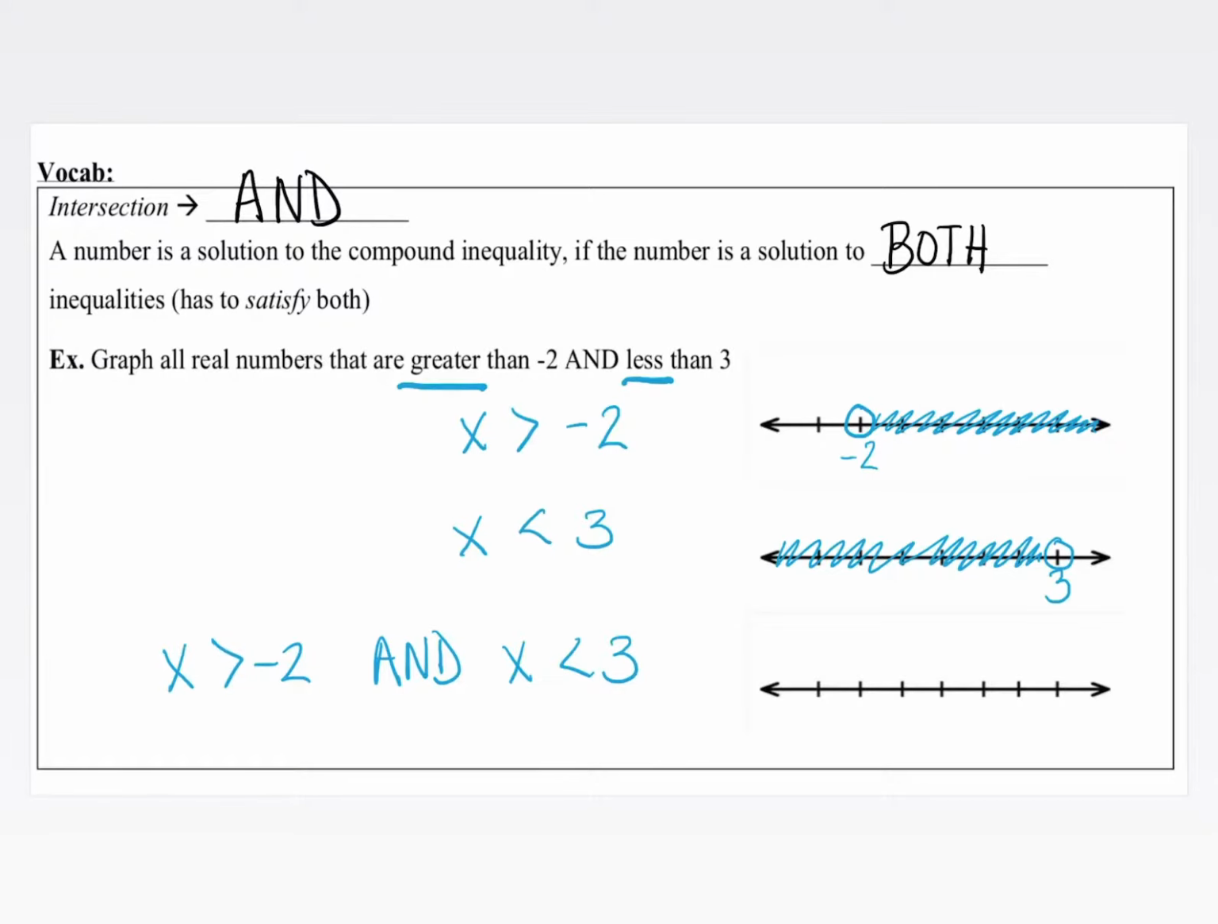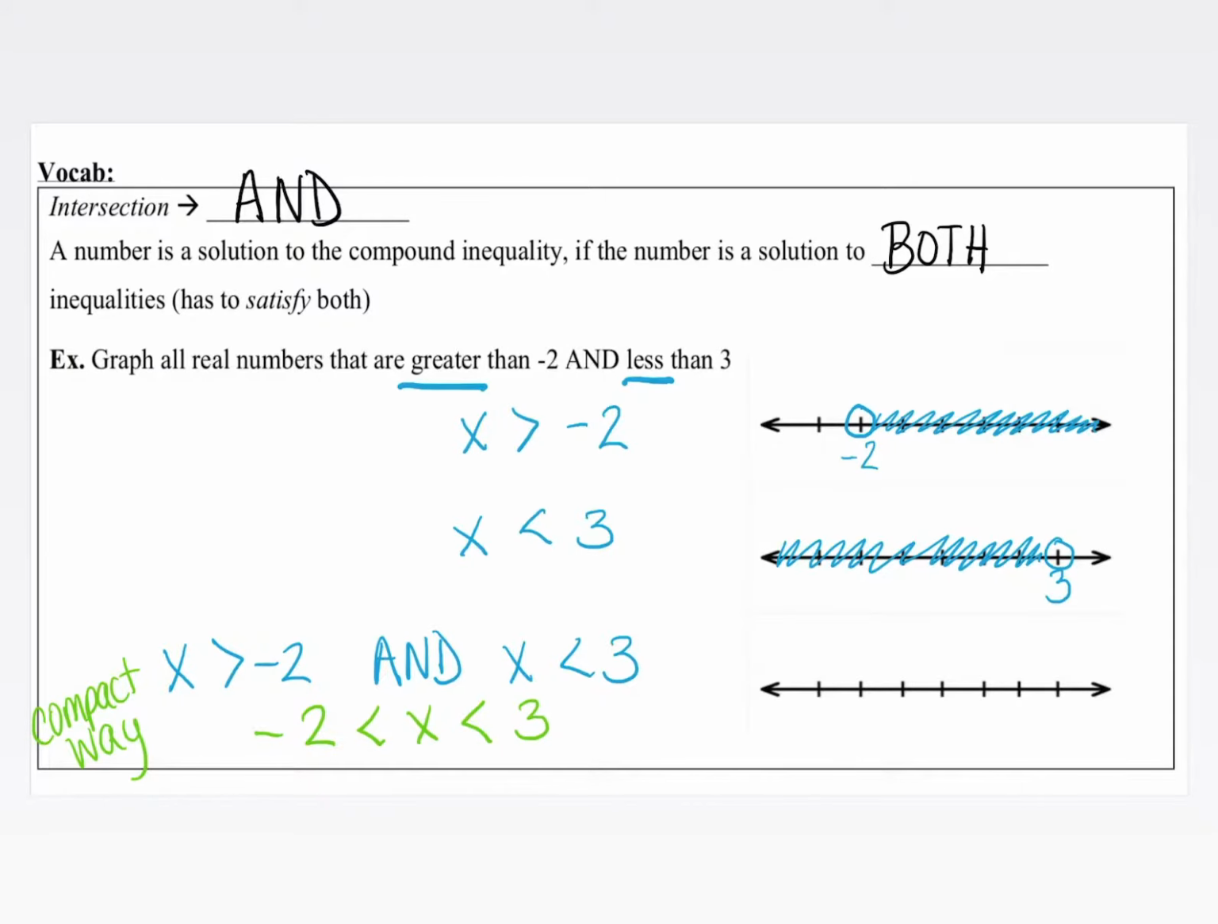There is another way that we can rewrite this in a more compact way. The compact way is -2 is less than x, which is less than 3. And I'll show you how we can see that on the graph in a moment. So if we want to graph all real numbers that are both greater than -2 and less than 3, we want to think about an example that satisfies that.